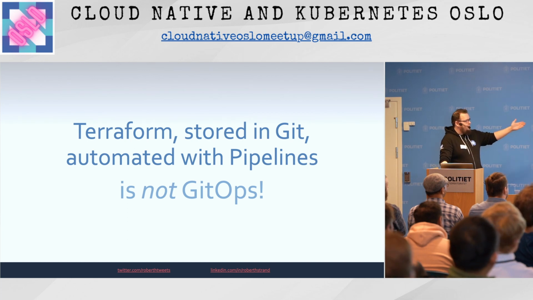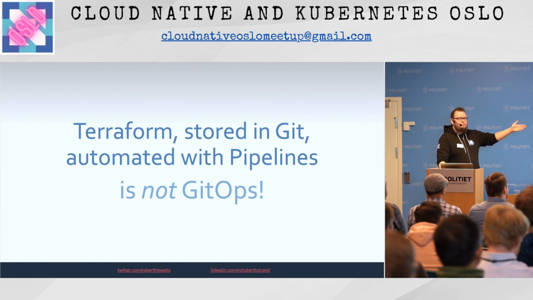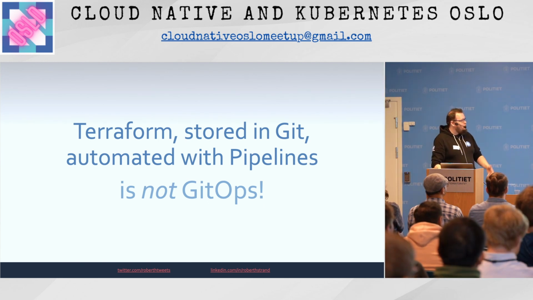Terraform, stored in Git, automated with pipelines is not GitOps. That's like the short version. Just because you are storing things in Git and just because you are doing automation on what's stored in Git doesn't mean that it's actually GitOps.